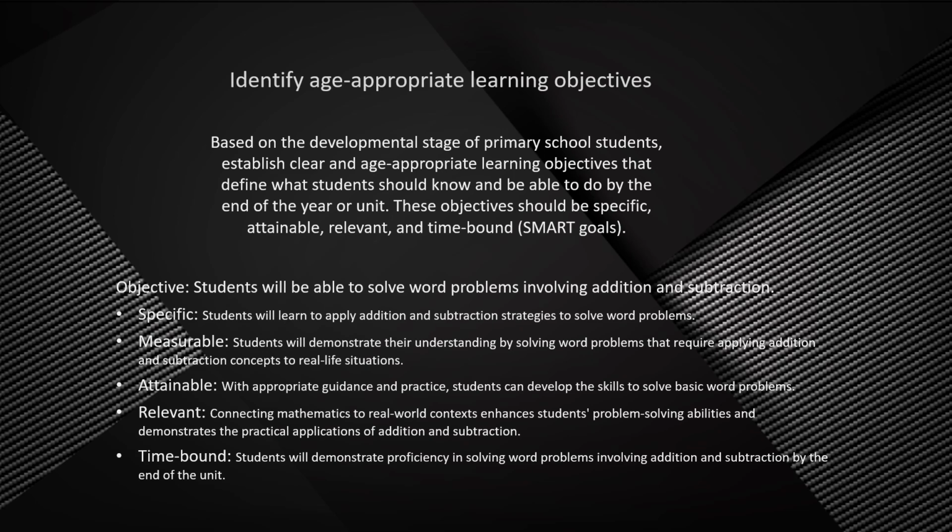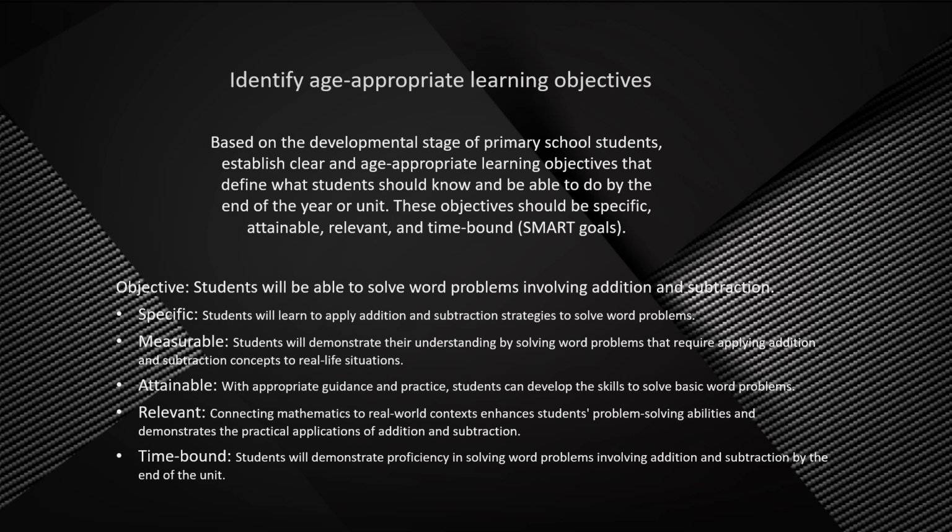Identify age-appropriate learning objectives. Based on the developmental stage of primary school students, establish clear and age-appropriate learning objectives that define what students should know and be able to do by the end of the year or unit. These objectives should be specific, attainable, relevant, and time-bound, SMART goals.